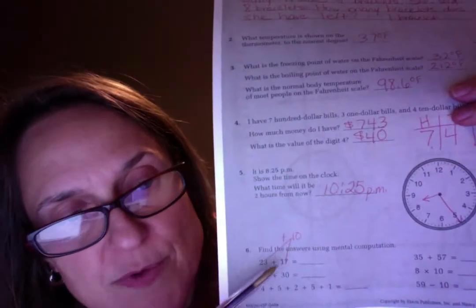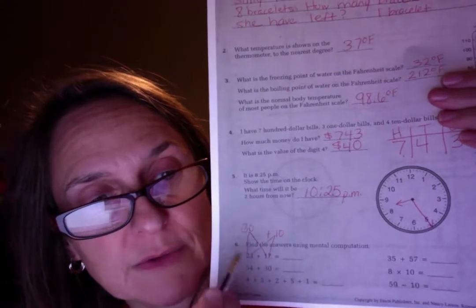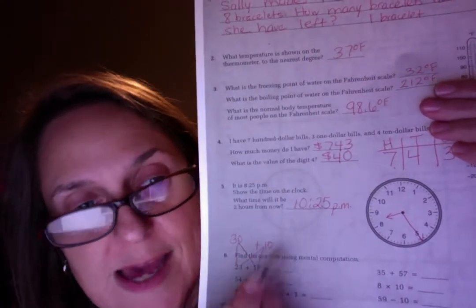All right, find the answers using mental computation. So 23 plus 17. Okay, combine your ones first. 3 and 7 make 10. I'm going to write that up here so you can see, and you can do this to help yourself. That's perfectly fine. And then I'm going to do my tens. So that's 20 and 10 make 30. Not 3, 30. Because that's really a 20 and that's really a 10, right? Which makes 30. So 30 plus 10 is 40. So your answer is 40 for that one.